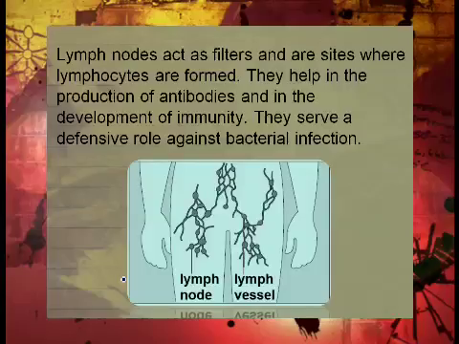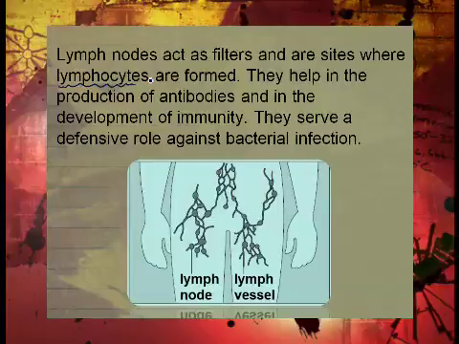The lymph nodes, as we've mentioned, act as filters. They are the sites where a very special kind of cell called a lymphocyte is formed. And these help in the production of antibodies and in the development of your immunity. And they serve a defensive role against bacterial infection.